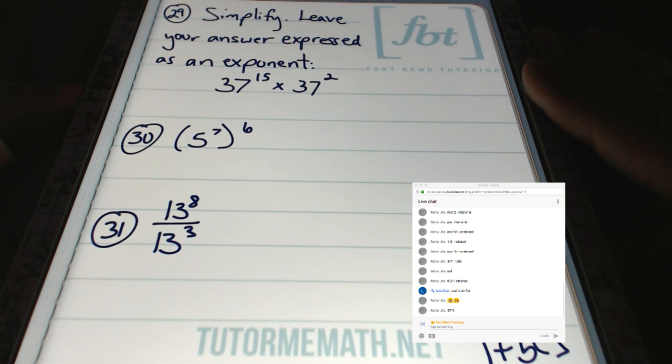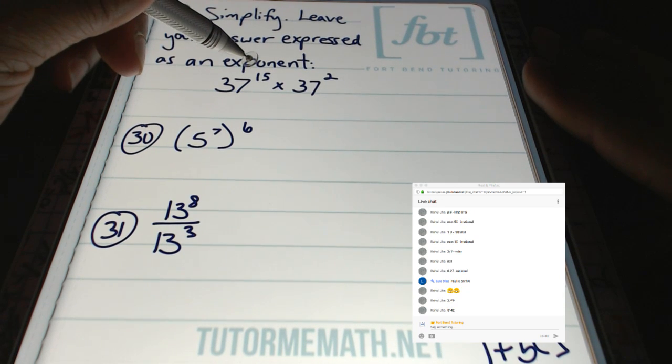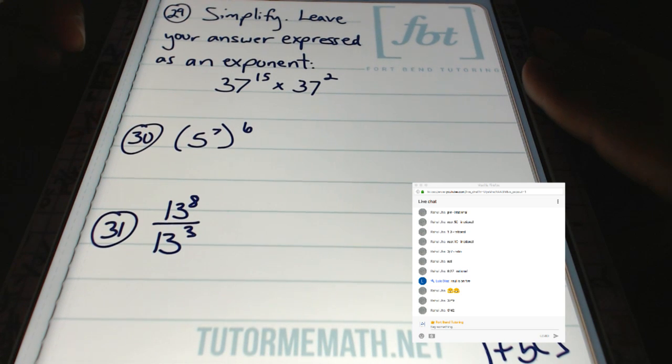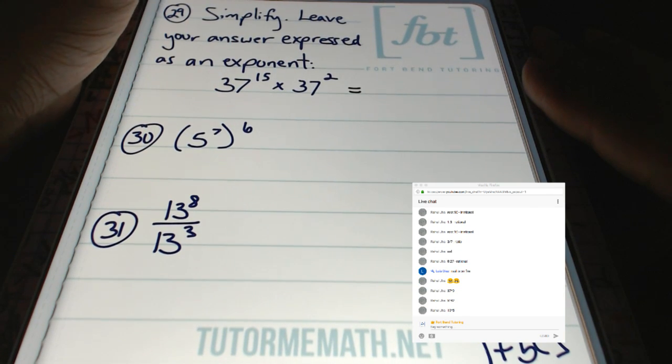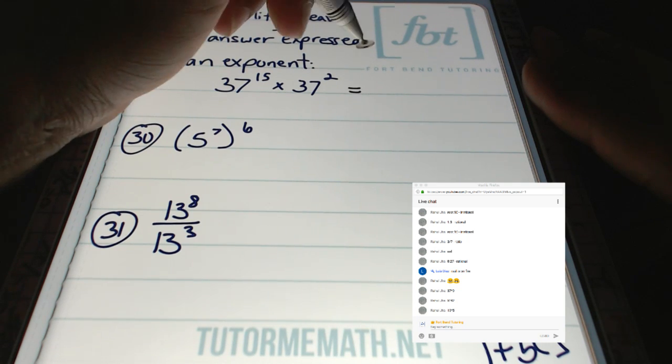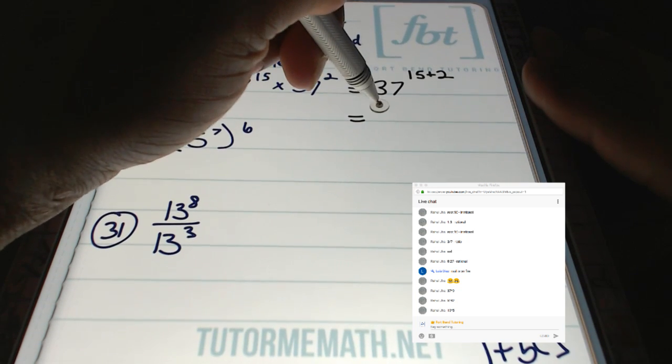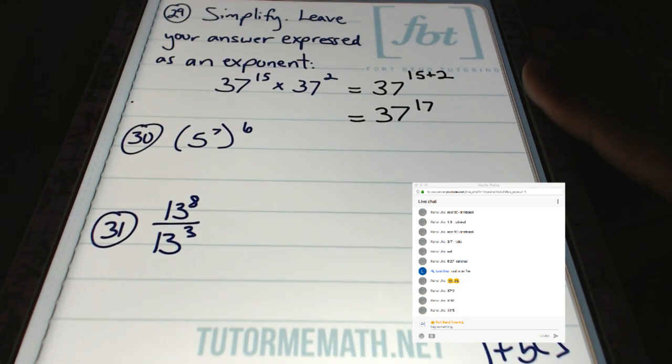So let's start out with problem number 29 here with our rules. Let's check it out. Here we have 37 raised to the 15th power times 37 raised to the second power. Guys, anytime you are multiplying like bases, as we are in problem number 29, then the equivalent of this is to add the exponents. So you'll keep your base of 37, and then you'll add the 15 plus the 2 to give you a result that is 37 to the 17th power.